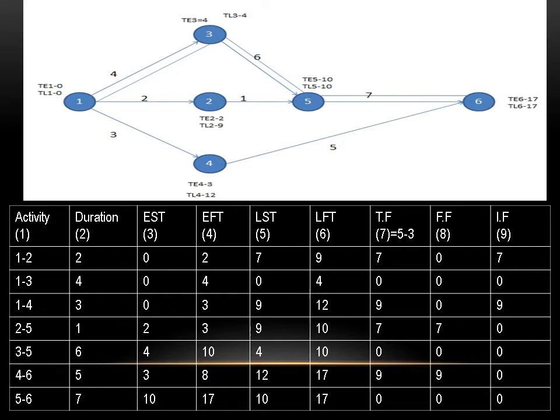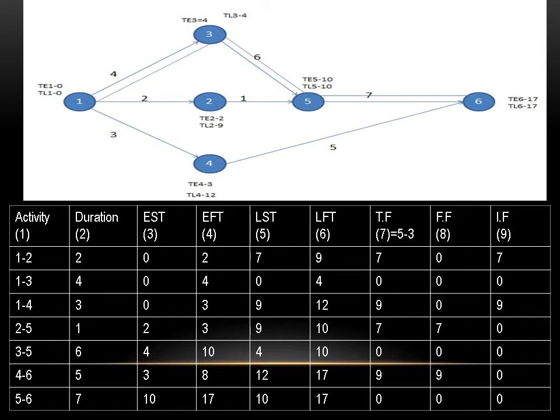That is 9 minus 2, 7; 4 minus 4, 0; 12 minus 3, 9; 10 minus 1, 9; 10 minus 6, 4; 17 minus 5, 12; and 17 minus 7, it is 10. Okay, for the different activities, in the LFT, LST column you have to fill LFT minus duration. Okay.